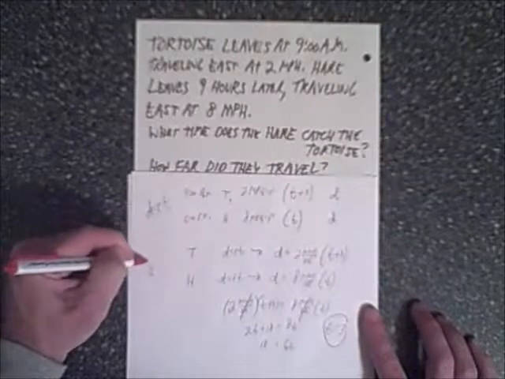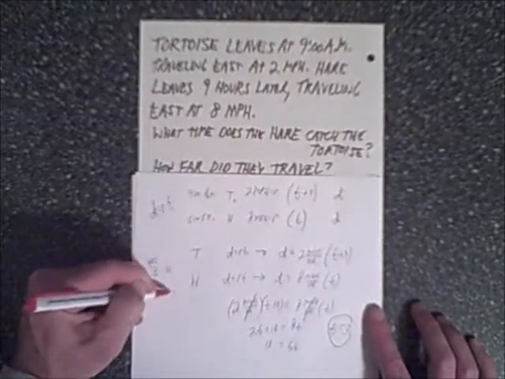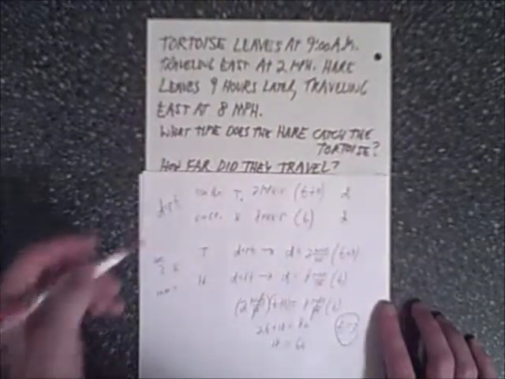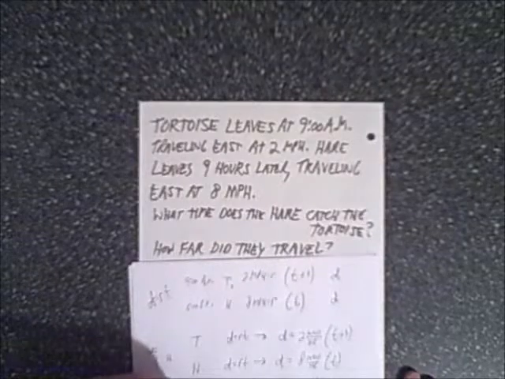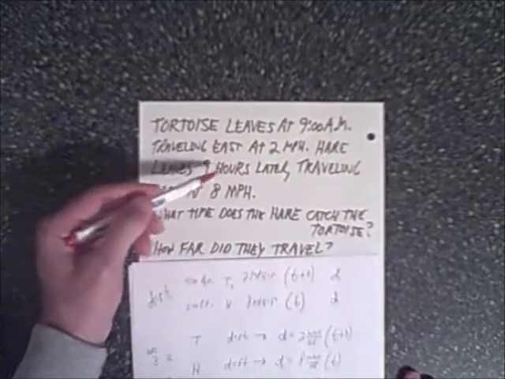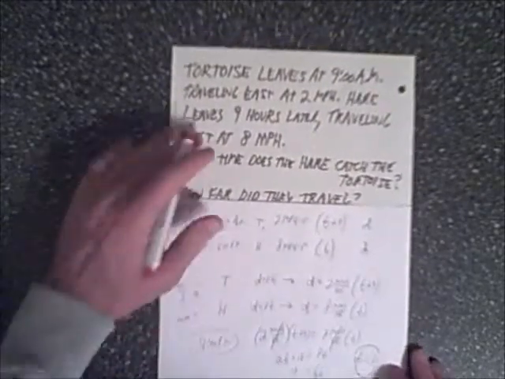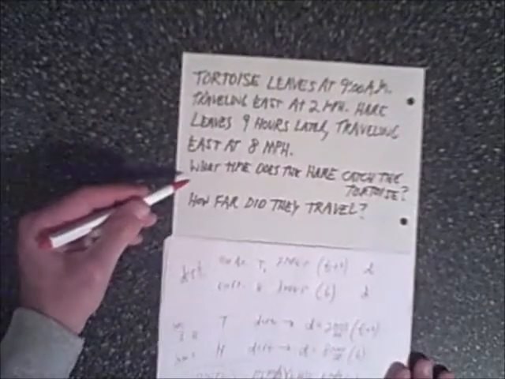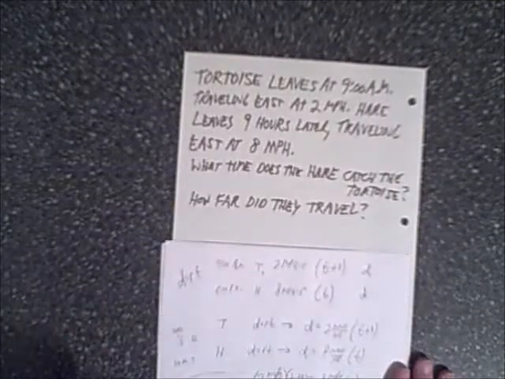So that's 3 hours for the hare and 12 hours for the tortoise of travel time. So if the tortoise left at 9 in the morning and he traveled for 12 hours, that'll be 9 p.m. And if the hare left at 6 p.m. and traveled for 3 hours, they'll meet at 9 p.m. So the first part of the question is, what time did they meet? They met at 9 p.m. because the first one traveled 12 hours, the other one traveled 3 hours.